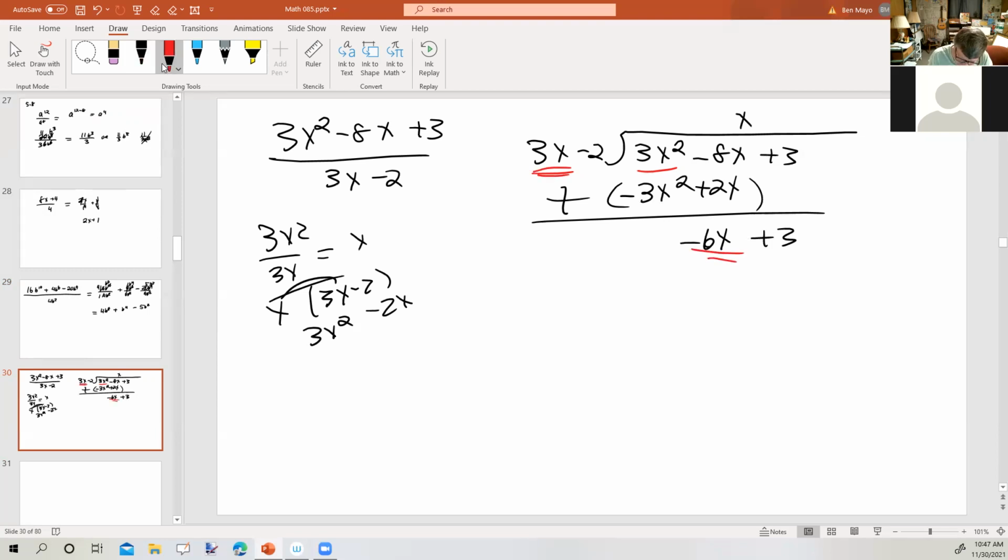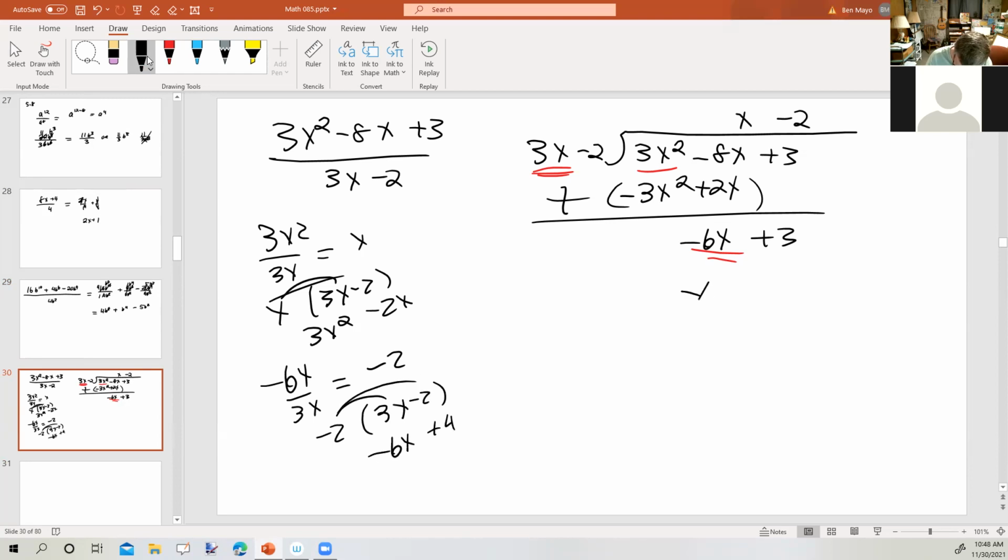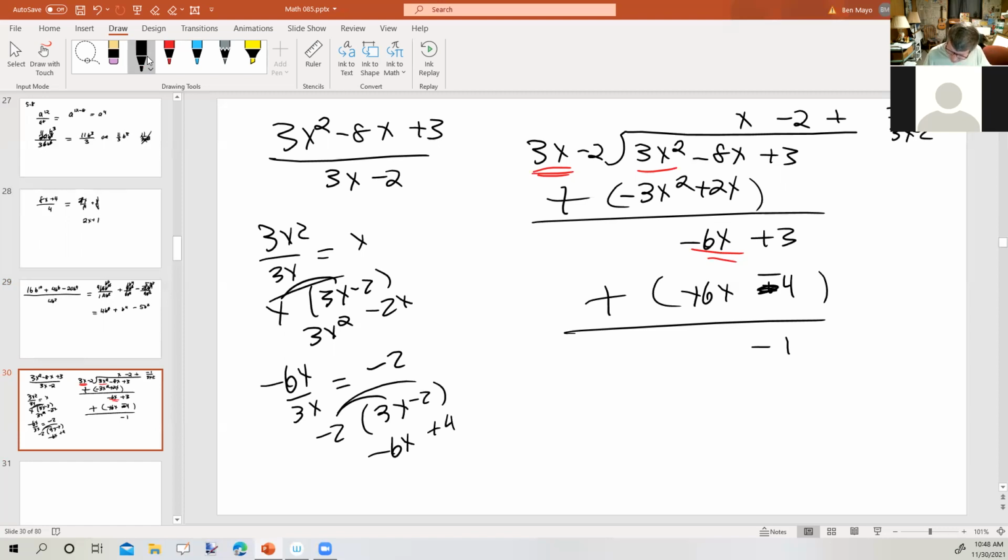Leading term inside divided by leading term outside. Negative 6x divided by 3x is what? Negative 2, so minus 2. Then we take the negative 2 times 3x minus 2, negative 6x plus 4. And then we subtract that from what's up above. Okay, and we change it to addition of the opposite. We get 0x, 3 minus 4, we get negative 1. So we've got x minus 2 plus negative 1 over 3x minus 2.